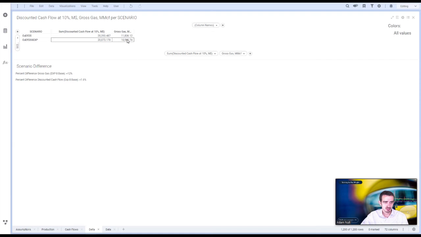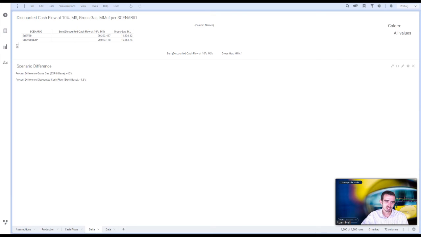So first let's look at gross gas. So our 5% case, which is our base case on top here, we're at 11.8 BCF. If we change our terminal decline to 8%, we go to 10.5. So looking at that as an increase of 10.5 to 11.8, that's a 12% increase. So that's actually a significant increase over an 8% terminal decline if we move to a 5.